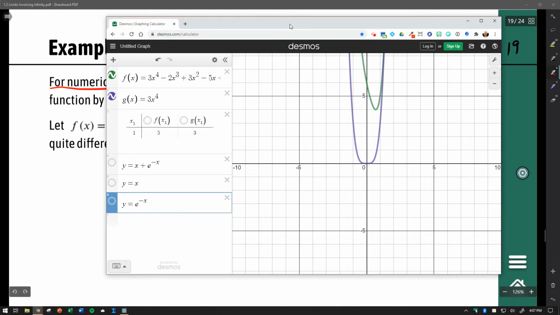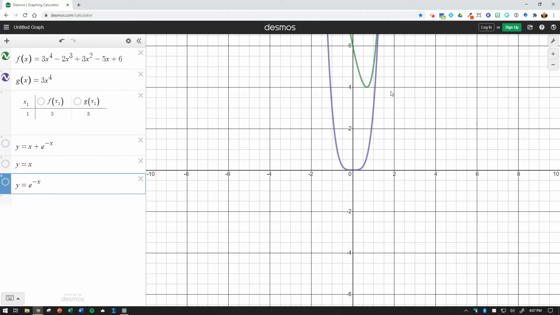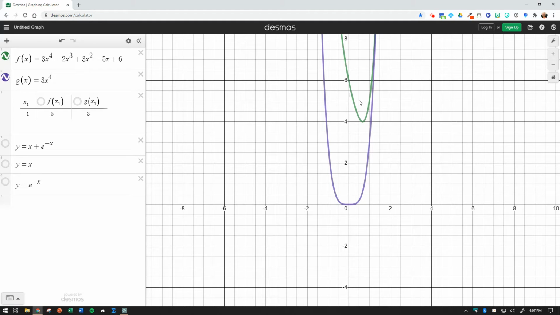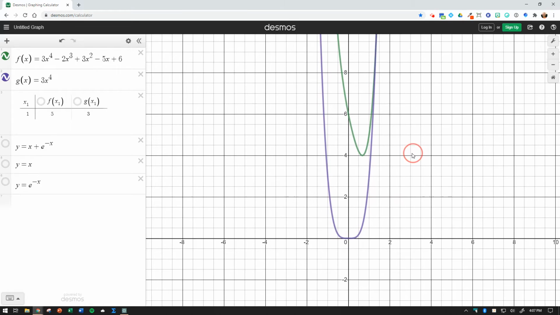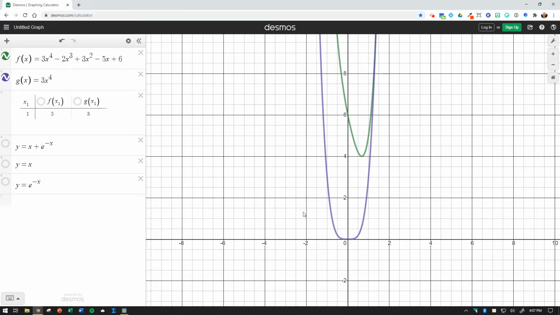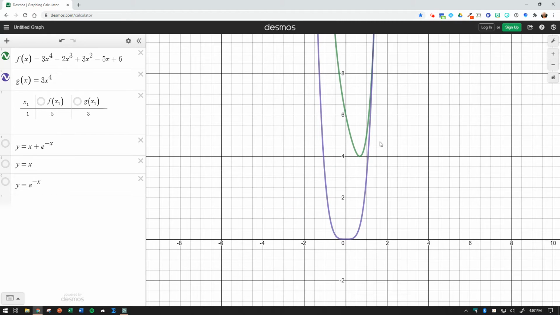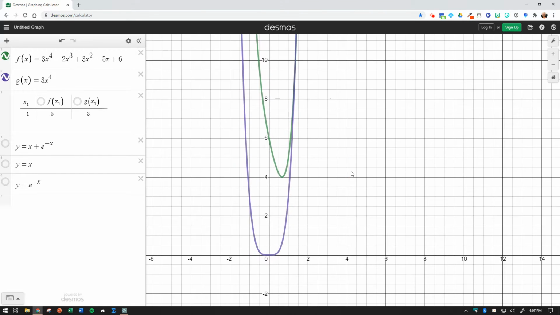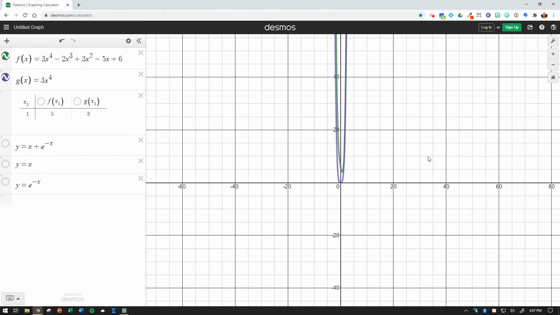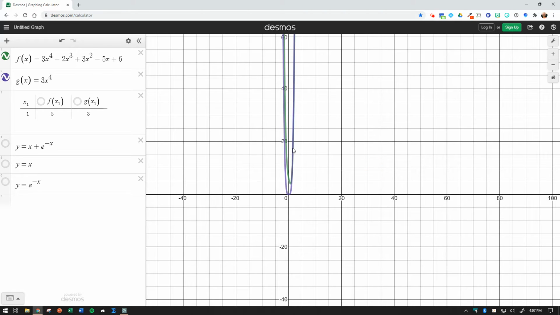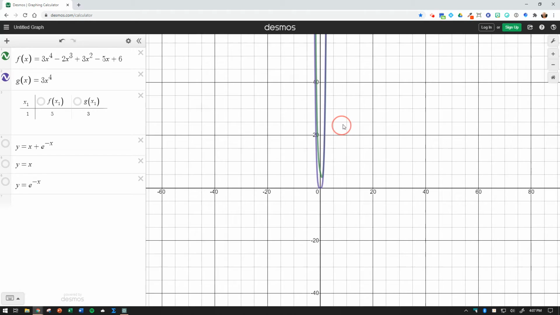Here they are graphed. Let's even make this a little bigger. The green graph is f and the purple graph is g. Now, we can see here for small values of x, about negative 8 over to 10, these are very, very different functions. However, as x grows large, we can zoom out. As x grows large, look at the right side here. Don't these two curves start to tend to look like one another?